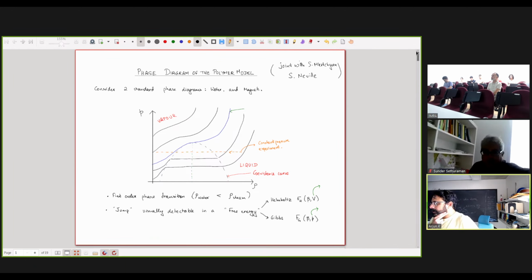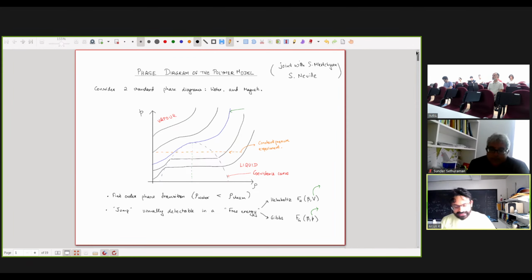Okay. So what I want to do is talk about the phase diagram of the polymer model, which I'll describe in a second, but I want to start off with some standard phase diagrams in statistical physics. The one that people are familiar with is the phase diagram for water. And I'm going to focus on the part of the phase diagram where you have water and vapor, a gas.